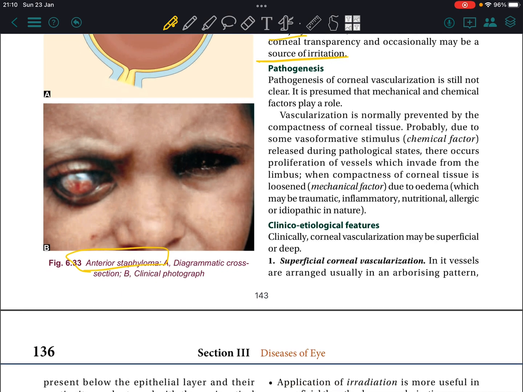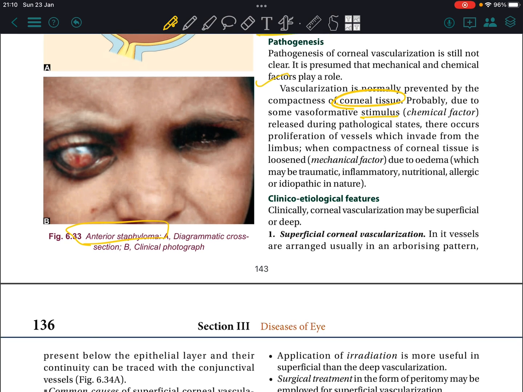It is presumed that mechanical and chemical factors play a role. Vascularization is normally prevented by the compactness of corneal tissue, probably due to some vasoformative stimulus chemical factor released during pathologic states. There occurs proliferation of vessels which invade from the limbus when the compartments of corneal tissue are loosened. Mechanical causes are due to edema; etiology may be traumatic, inflammatory, nutritional, allergic, or idiopathic in nature.